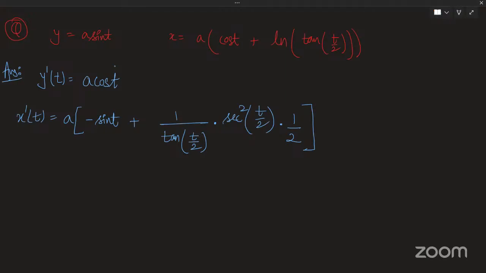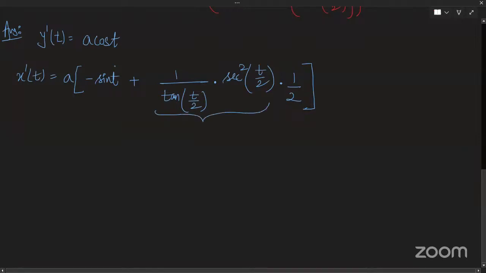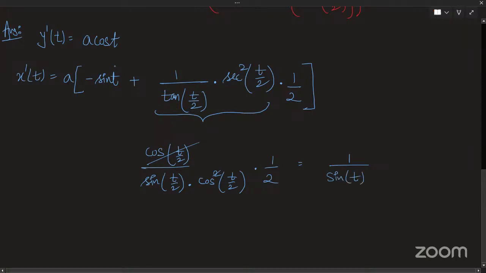Let us check it and see if this can be written in an easier form. So 1 by tan can be written as cos by sine, that is cot. So cos of t by 2 divided by sine of t by 2, into secant square, which gives cos square of t by 2. And over here you have a half also, so this will cancel. In the denominator, you have 2 sine t by 2 into cos of t by 2. This can be written as 1 by sine of t, using the half angle formula: 2 into sine t by 2 into cos of t by 2.